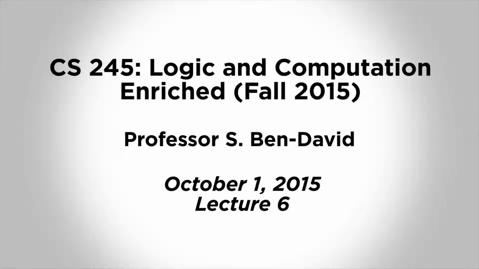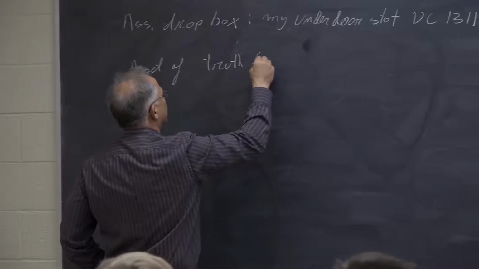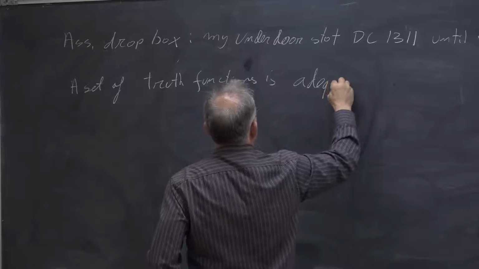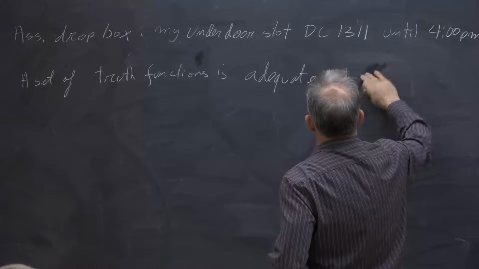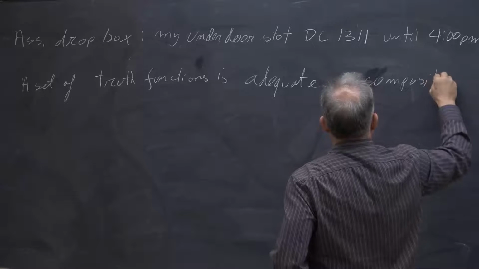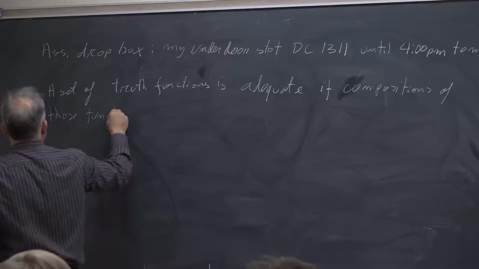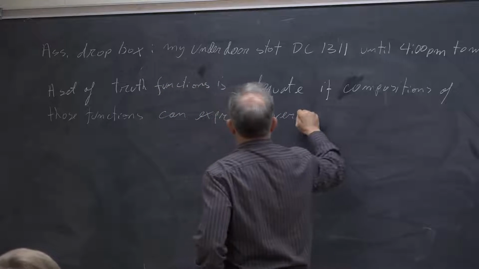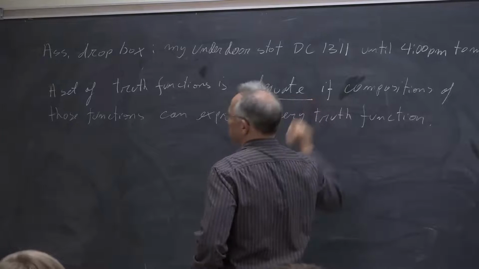So the last thing we talked about last time was the notion of a set of connectives, a set of truth functions, is adequate if compositions of those functions can express every truth function. So that was the main definition.